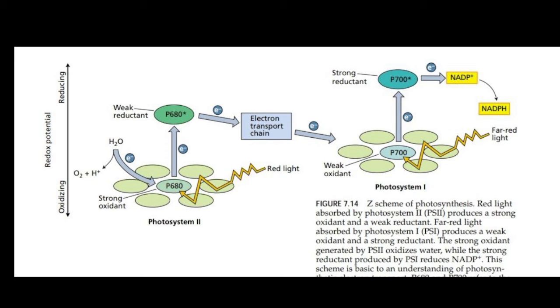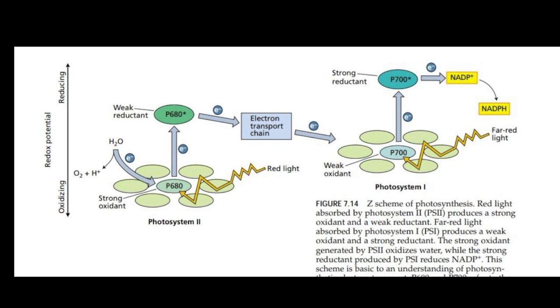Now another difference, photosystem 1, you can see here on the right hand side. Photosystem 1 produces a strong reductant capable of reducing NADP positive and a weak oxidant. I am repeating once again, photosystem 1 produces a strong reductant capable of reducing NADP positive. Here NADP positive is converted into NADPH, and a weak oxidant. Here it is written weak oxidant.